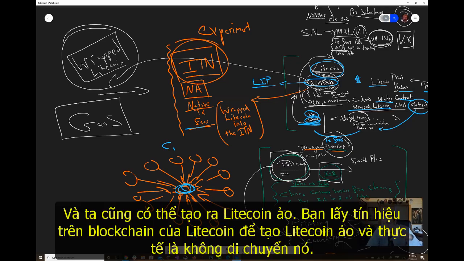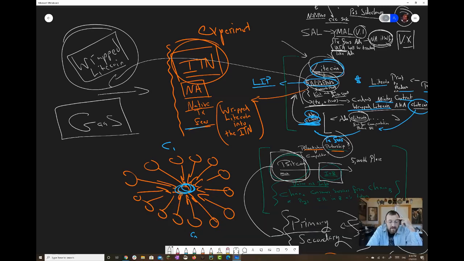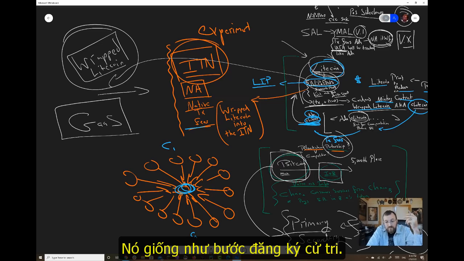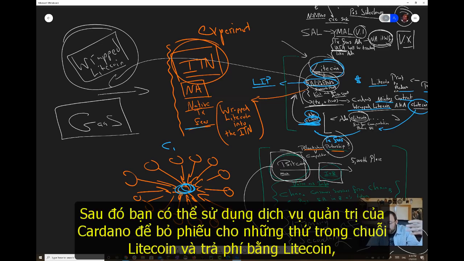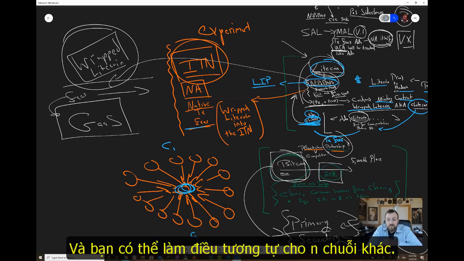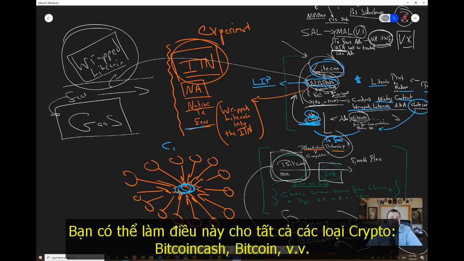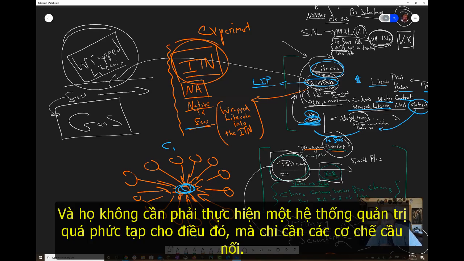And we could even create things where you can create phantom Litecoin, where you signal on the Litecoin blockchain to create phantom Litecoin there, but you're not actually moving it. So like a voter registration step or something. And then you can use the governance service of Cardano to vote on things in the Litecoin chain for fees in Litecoin, which then get paid to the ADA holders and the stake pool operators. And you could do this for other chains. You could do this for all cryptocurrencies, Bitcoin Cash, Bitcoin, and so forth. And they don't actually need to implement a very sophisticated governance system for that, just the bridging mechanisms.